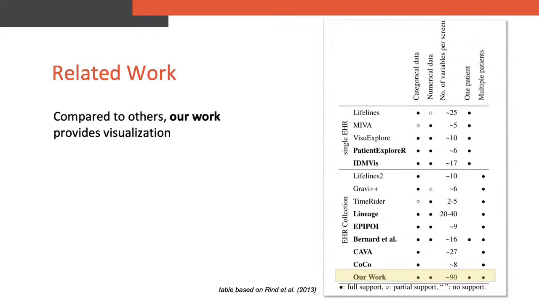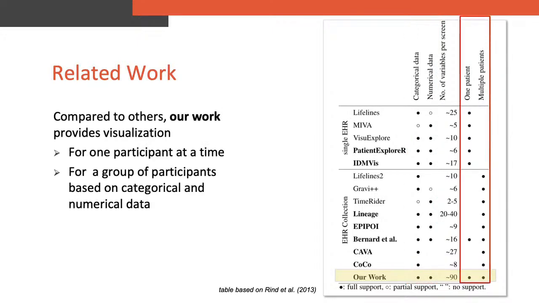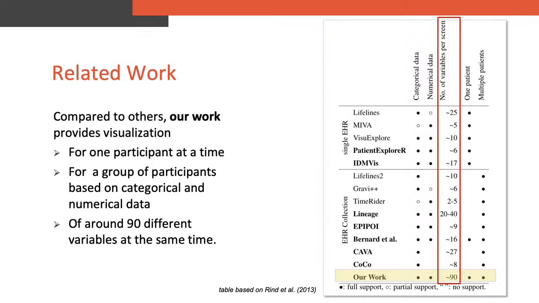We can observe that most systems display categorical data, while some do not include numerical data. While most of the surveyed tools separate views of single or multiple patients, our work presents a hybrid approach, allowing users to interact with the cohort of participants while viewing specific information from each subject of the study. Most tools are limited to presenting a few data on a single view, while our work can show an overview of around 90 different variables.